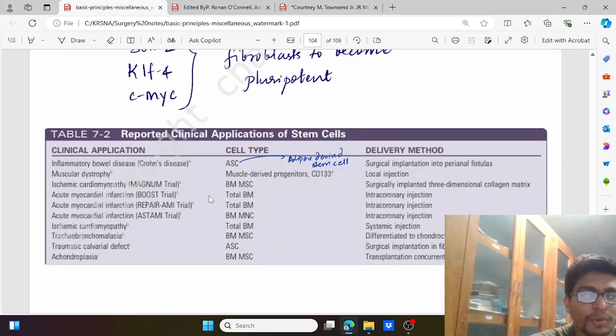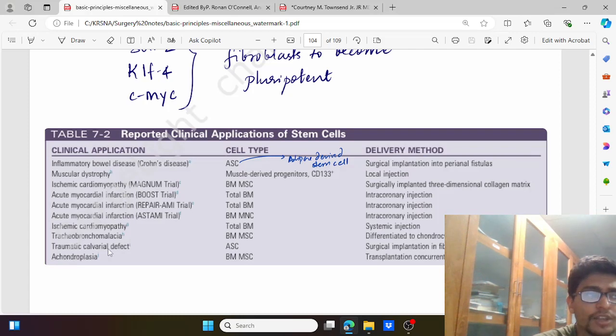Now we will see some of the reported clinical applications of stem cells. So these are in gastrointestinal aspects, that is inflammatory bowel disease, in Crohn's disease, where we use ASC, that is adipose stem cells, with surgical implantation of the cells into the perianal fistula. Then others like muscular dystrophy, where we use muscle derived progenitors in the form of local injection. Then ischemic cardiomyopathy through the MAGNUM trial, where a surgically implanted three-dimensional collagen matrix is placed. Again, in ischemic cardiomyopathy, we have systemic injection. In acute myocardial infarction, we have three trials, that is BOOST trial, REPAIR-AMI trial, and STEMI trial, where we give intracoronary injections.